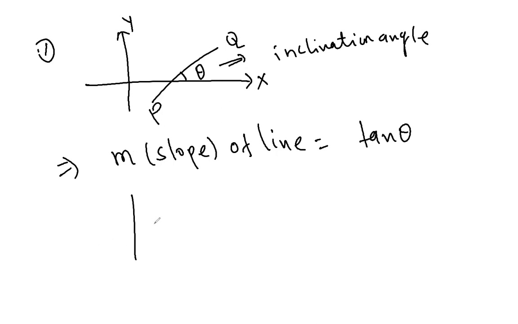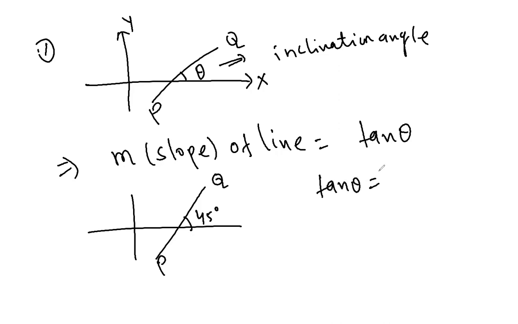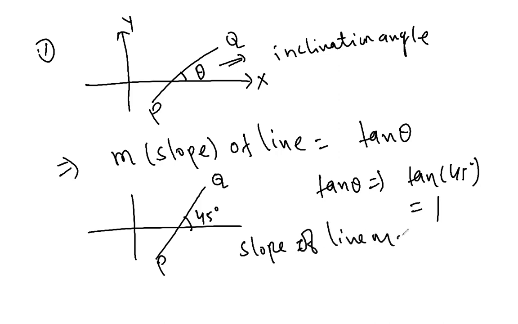Simply, let's have a line which is like this, and we have a 45 degree angle here. So what is the slope of this line? So P and Q, this is the line. So tan theta will be equal to tan of 45, which is simply 1. So the slope of the line is m equals 1.